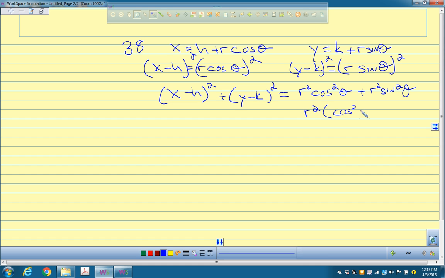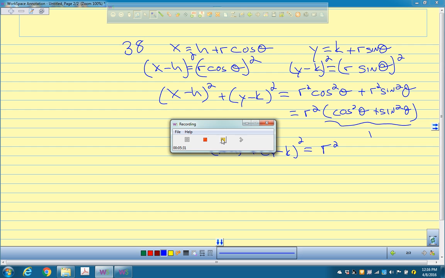And what's cosine squared plus sine squared equal to? 1. That's it, equals 1. So this quantity here is equal to 1. So what you end up getting is r squared is equal to x minus h squared plus y minus k squared. So the only reason you squared it was to get it in the standard form like that?